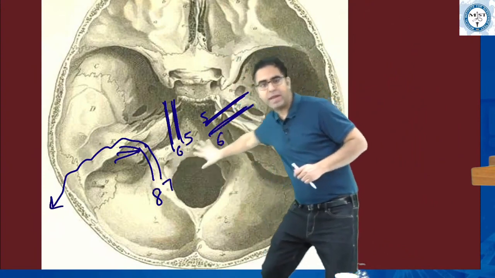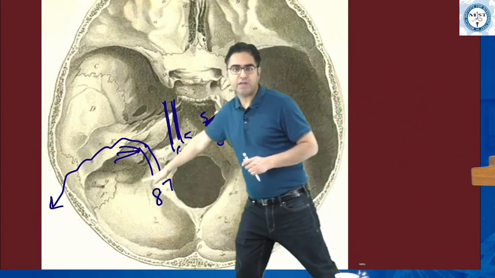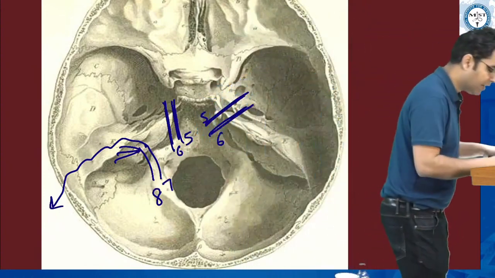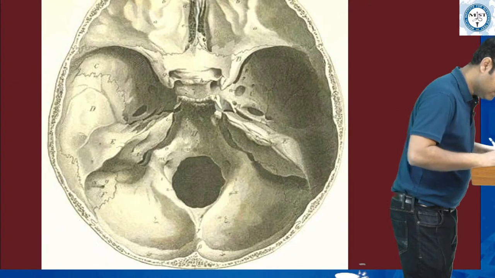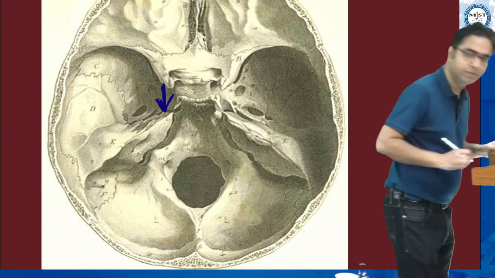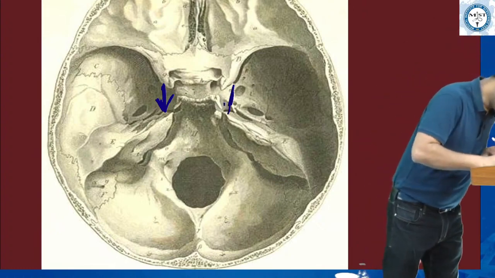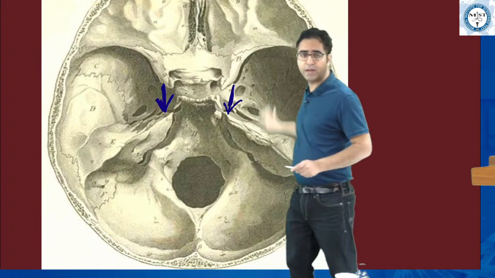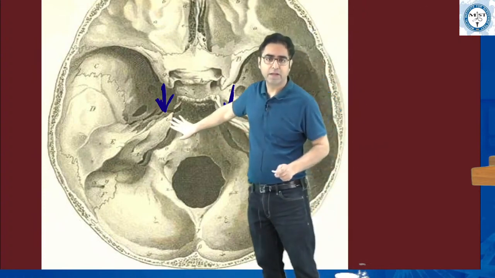These come from the brain. The brain is here. So 5, 6, 7, 8. Try to create an imagination. This area is called the petrous apex. One on this side, one on this side, very close to the brain. This whole part is the brain.